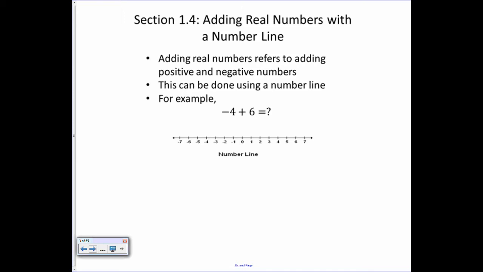We can start off by doing this using a number line, just so you can see how this works. So for example, we have -4 plus 6. Starting from 0, we're going to go to the left 4 to -4. So here's -4. And now if we add 6 to it, we're going to go back to the right 6. And we get that -4 plus 6 is equal to 2.